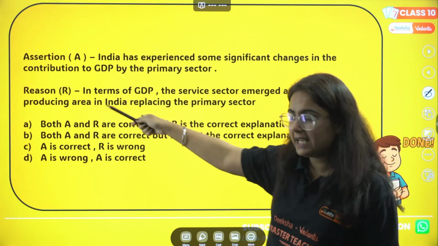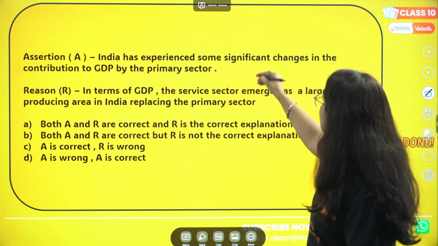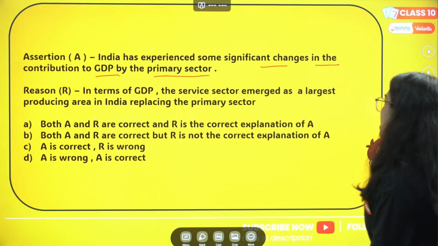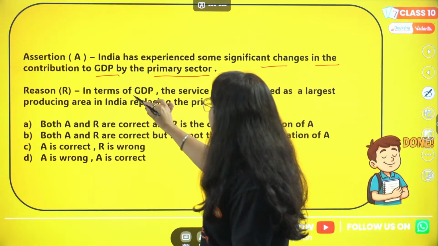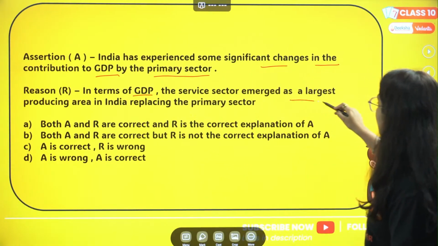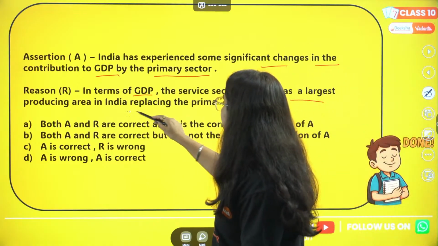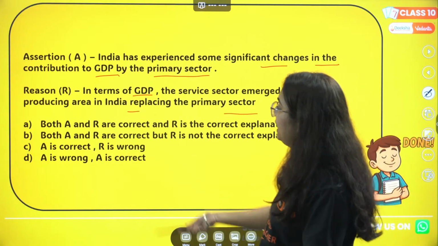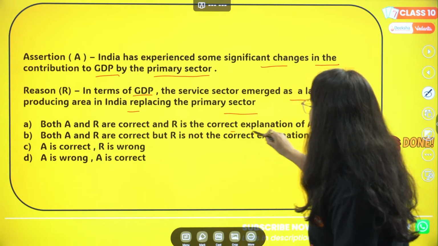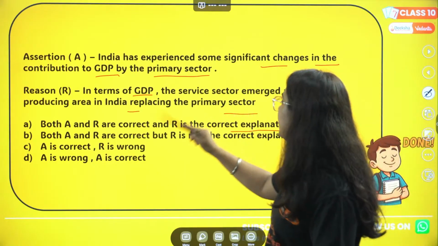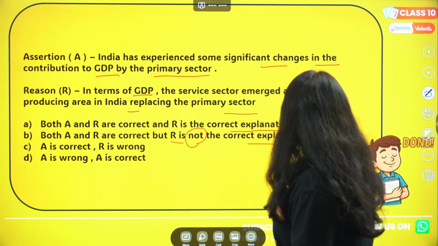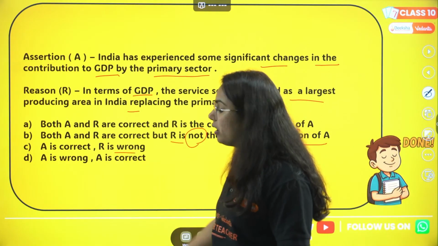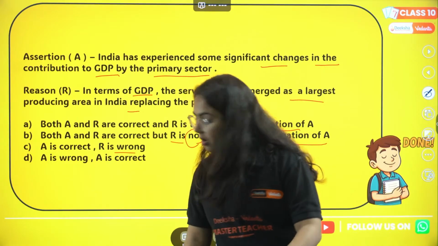Assertion and reason. The assertion is, India has experienced some significant changes in the contribution to GDP by the primary sector. The reason is, in terms of GDP, the service sector emerged as the largest producing area in India, replacing the primary sector. Options are A. Both A and R are correct, and R is the correct explanation of A. B. Both A and R are correct, but R is not the correct explanation of A. C. A is correct, R is wrong. Or D. A is wrong and R is correct.